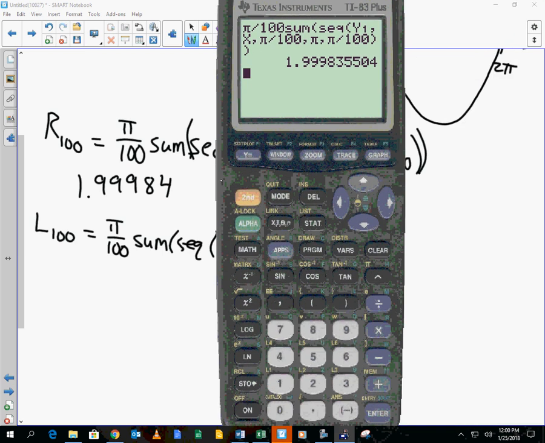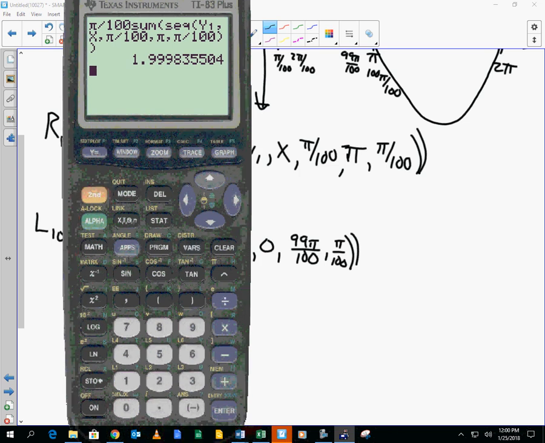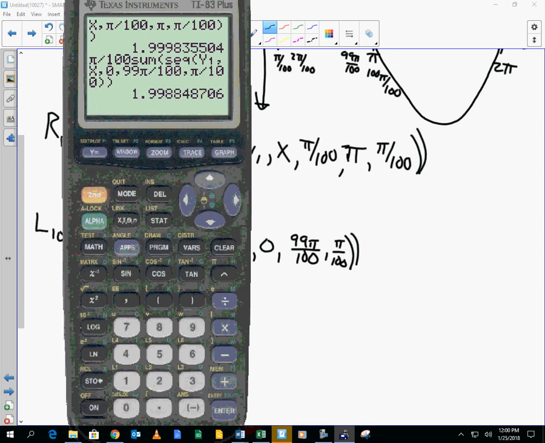Now, I know you're worried about typing this all back in. Don't. Watch. Shortcut. You ready? Second entry. Boom. It's all there. Entry will bring up whatever you used back, so I can just back up and go to this pi over 100. I'll put 0, comma, 99 pi over 100, comma, pi over 100. That wasn't bad at all, was it? That'll do the left hand. 1.99885.